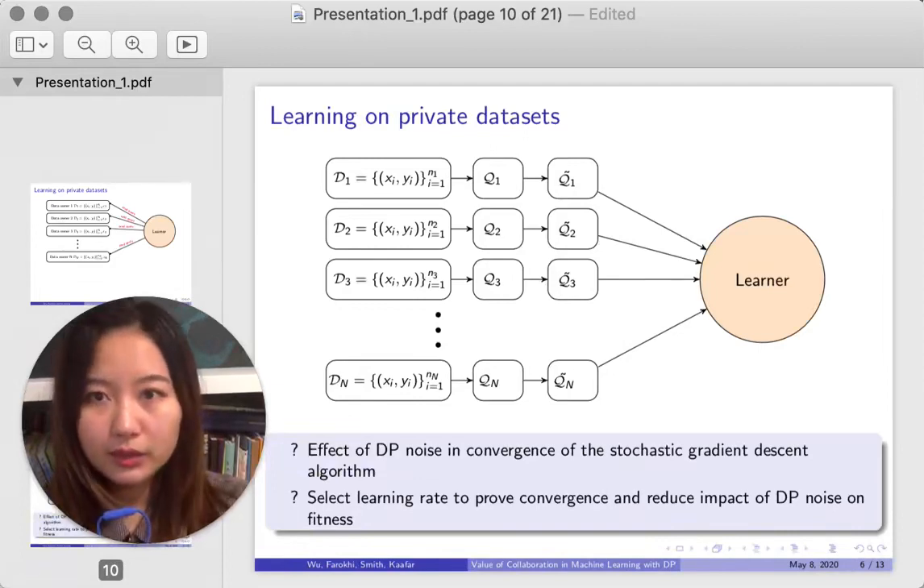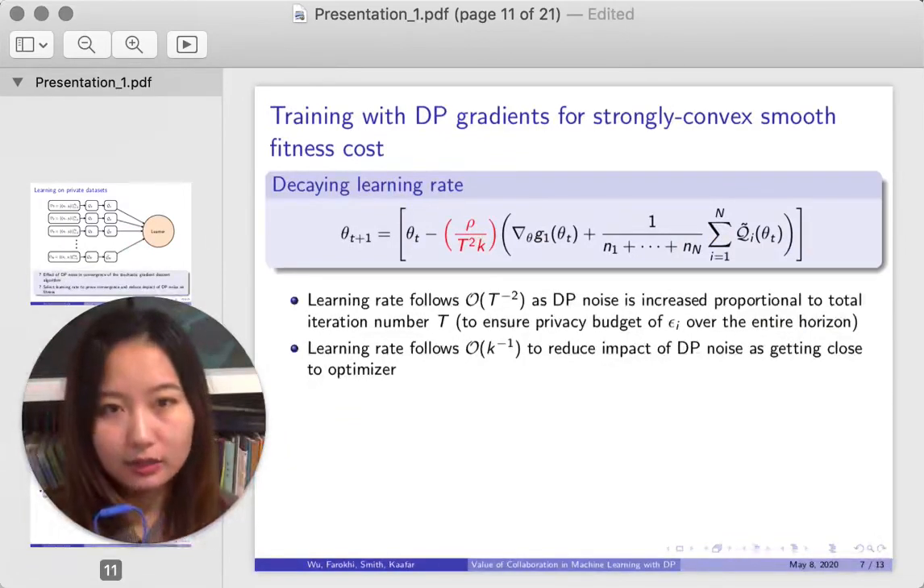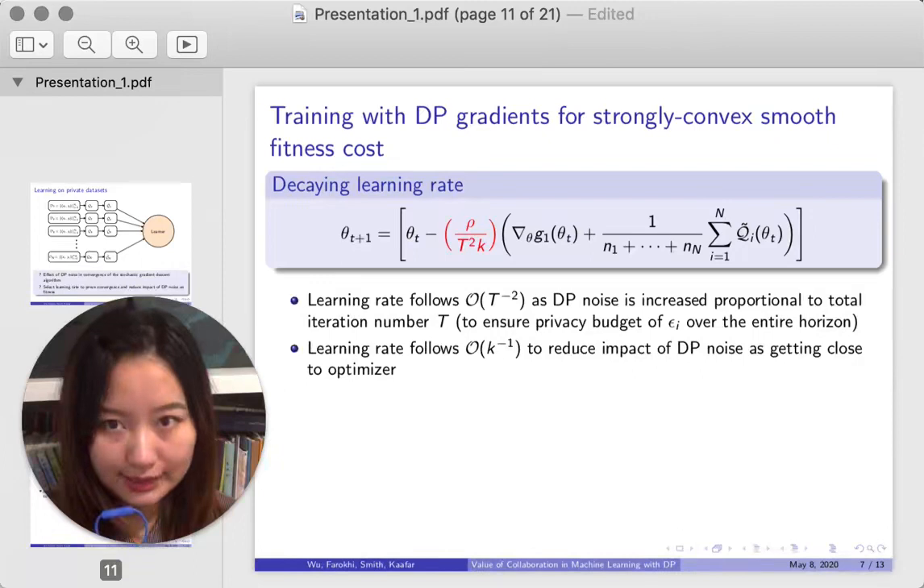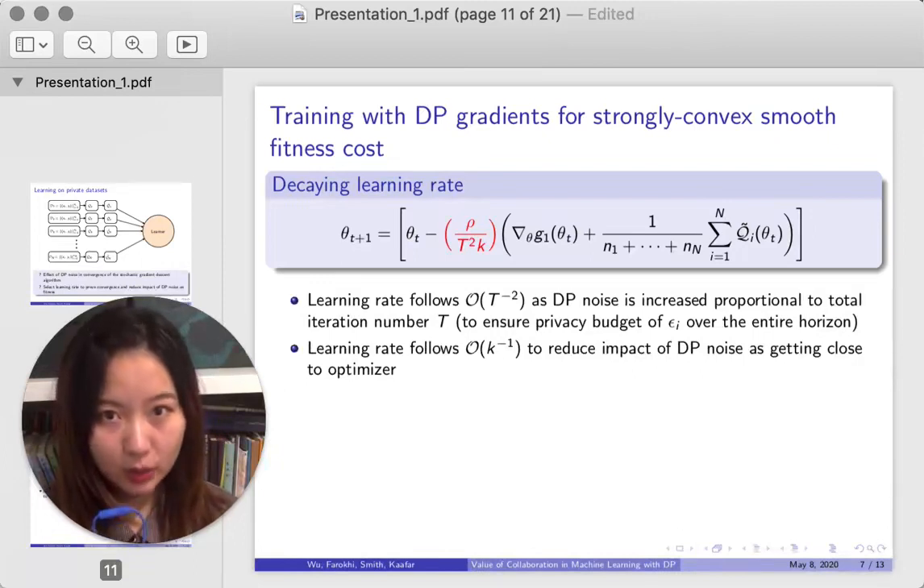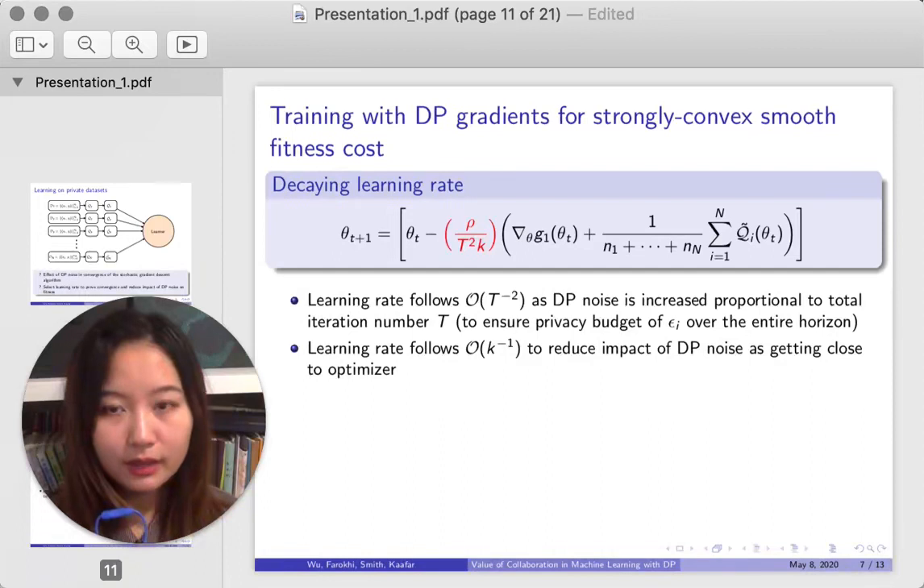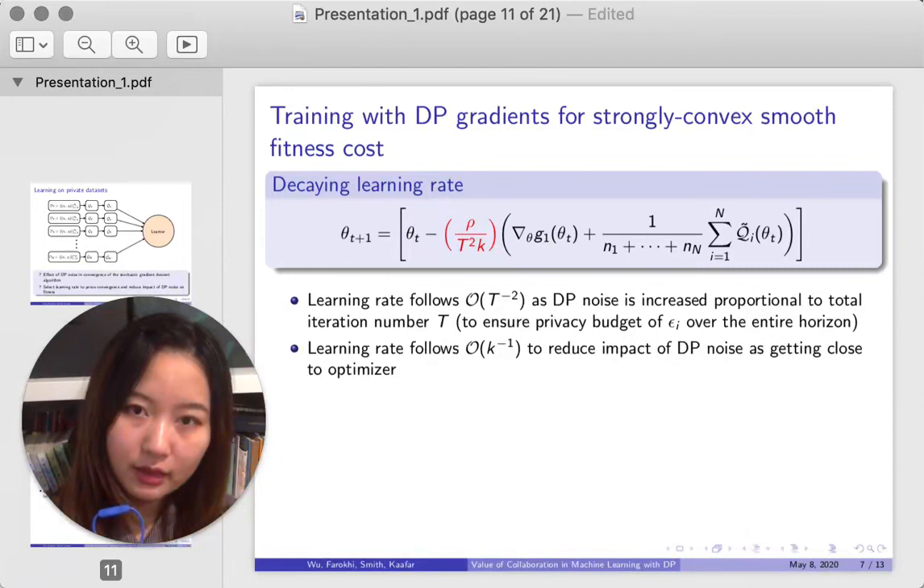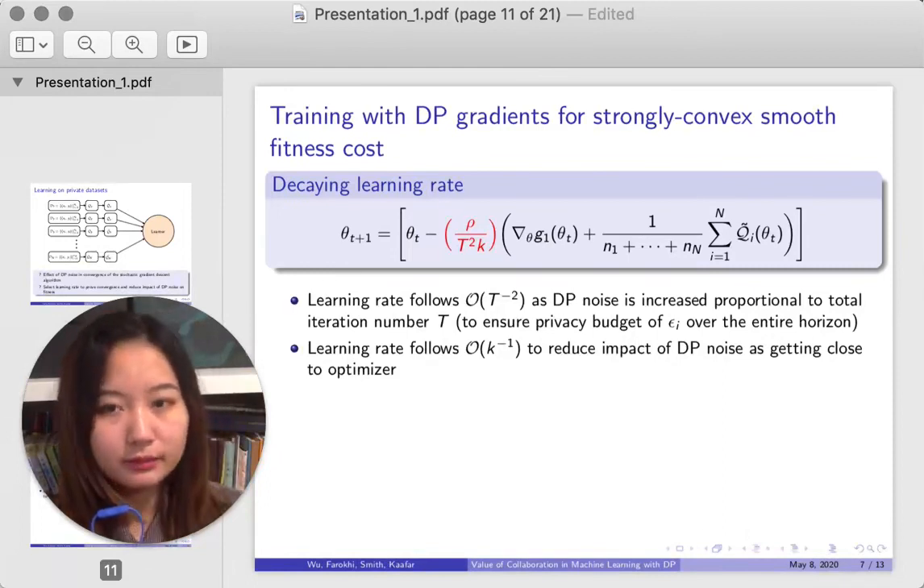So, what we do is modify the learning model by carefully choosing a decaying learning rate. Note the learning rate is inversely proportional to the square of the total number of iterations t. Because DP noise increases proportionally to t, we can ensure the privacy budget is epsilon over the entire horizon. Also, the step size is inversely proportional to the current iteration number k. This is to reduce the impact of DP noise as the iteration gets close to the optimizer.